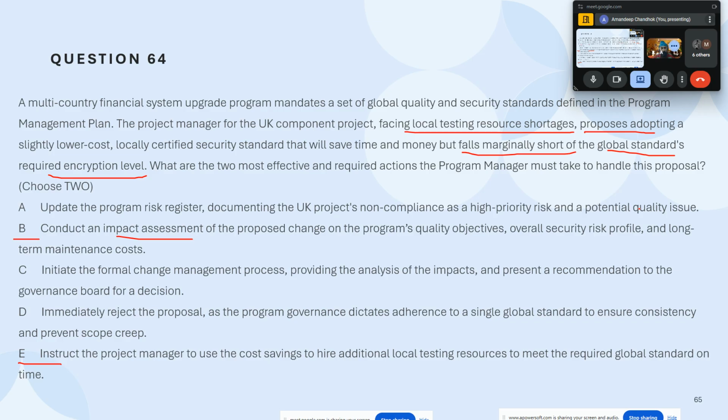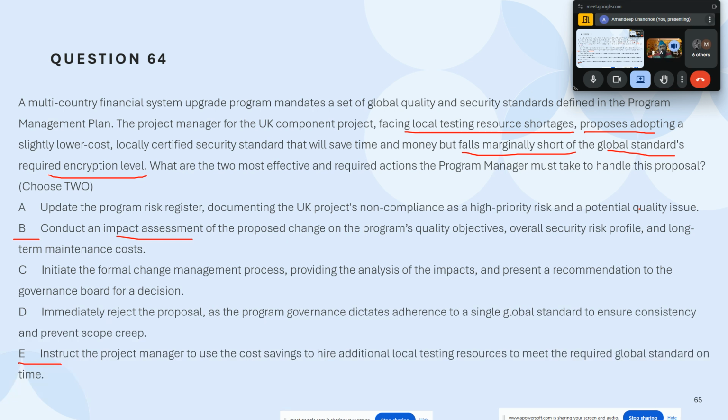Okay. You got my point? Simplify it. A change is being proposed. Why is the change being proposed? Because there's some resource shortage. Understood. Fine. With that change, no time and cost issues are there. We are all happy with that. But one of the program objectives is going to get hampered.